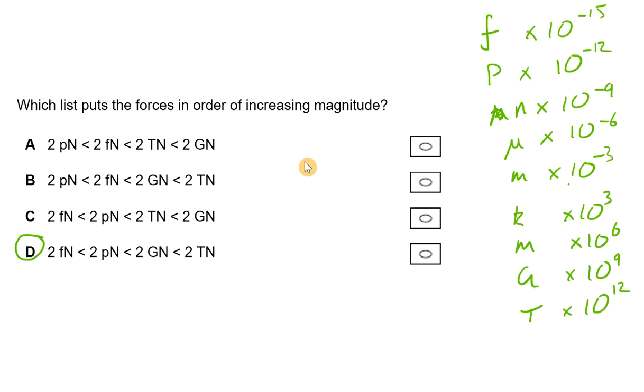Perhaps a quick way of approaching this question, if I wasn't explaining it but I was doing this in an exam, would be to identify the smallest values, which are the femtos, and the biggest values, which are the teras, and then seeing which ones have them at the beginning and at the end in the correct place. It's D, so D is the correct answer.